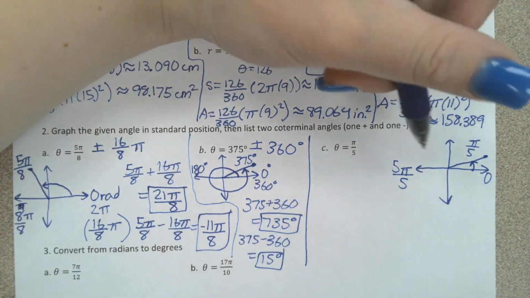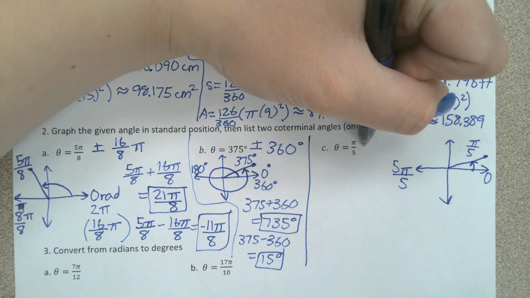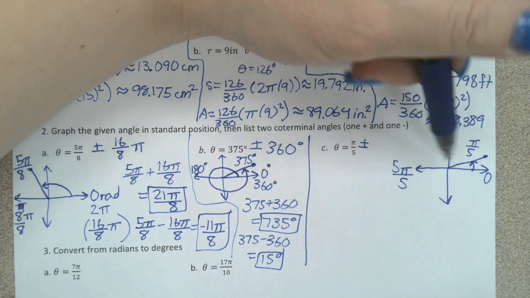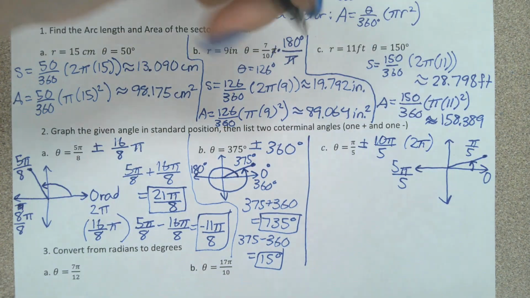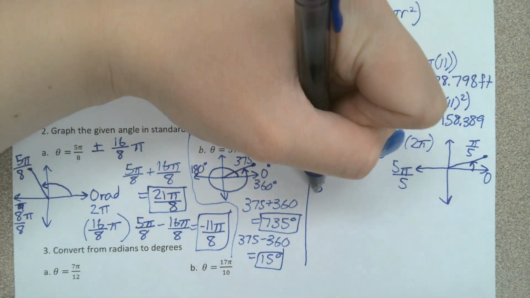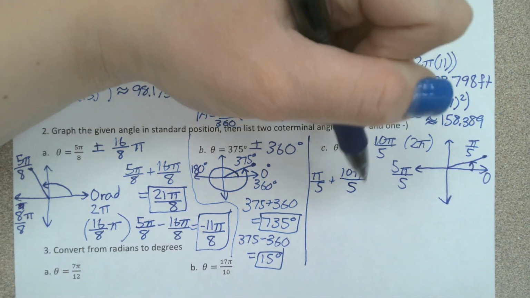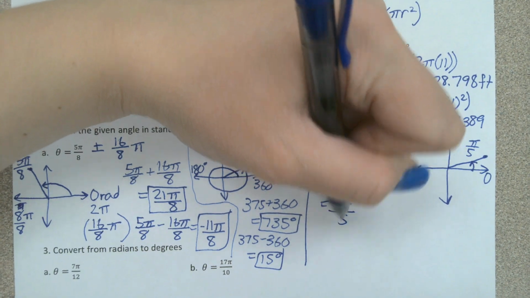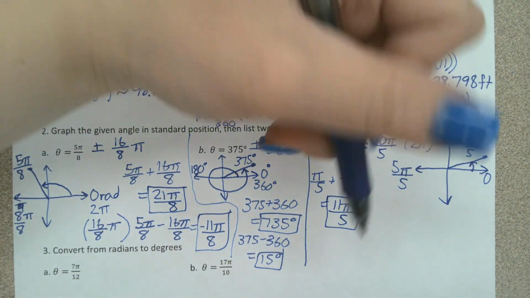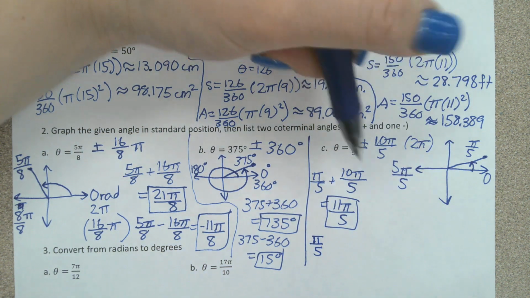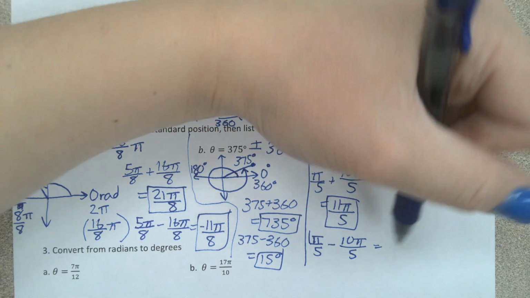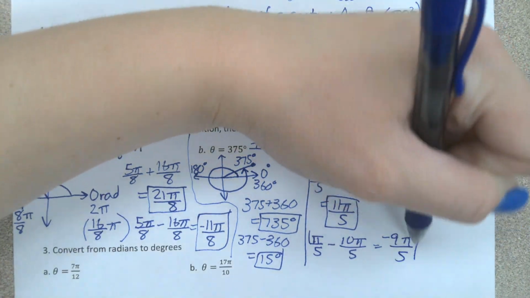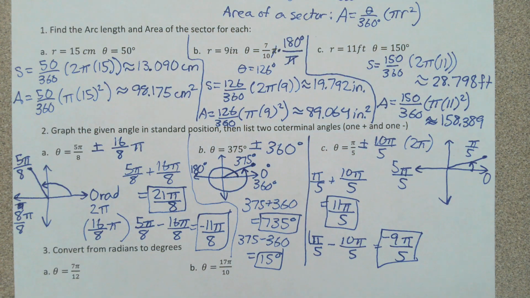Again, we need to make sure in radians we're adding a full circle, which is 2 pi. So 2 pi in fifths is 10 pi over 5. I'm going to take pi over 5 and add 10 pi over 5 to give me 11 pi over 5. And then I'm going to subtract 10 pi over 5 from pi over 5. 1 minus 10, that's negative 9 pi over 5. And that's it. Those are my two coterminal angles.